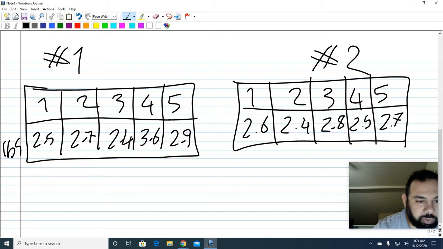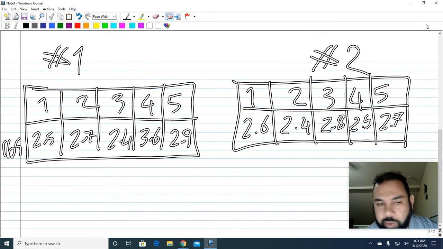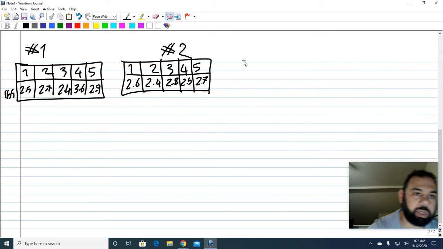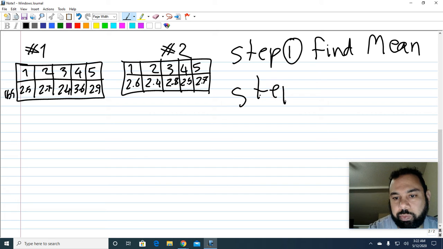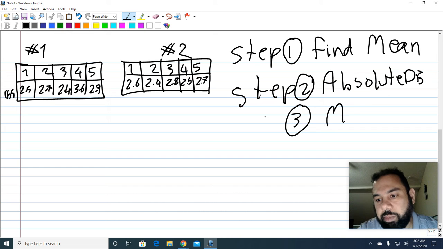Okay, in order to find the MAD, we need to do some work, but it's very few steps. I will summarize it here. Step 1, find the mean of the data. Step 2, and I will tell you what it means, find the absolute distance. And step 3, find the MAD itself.